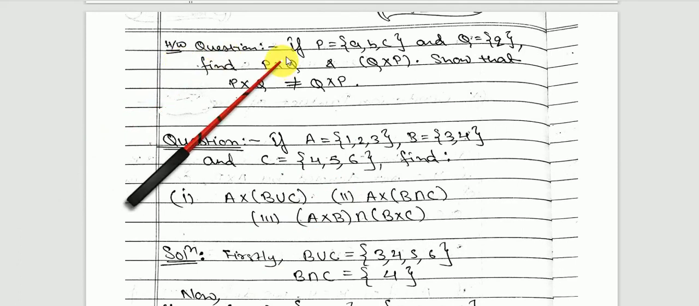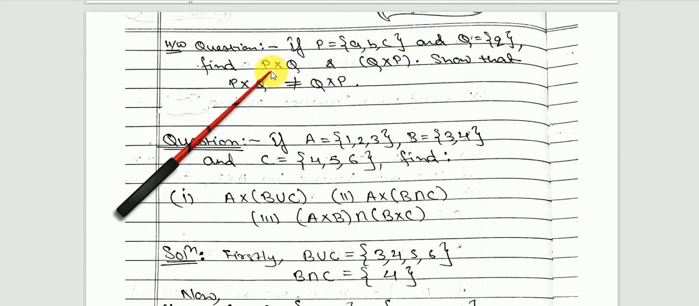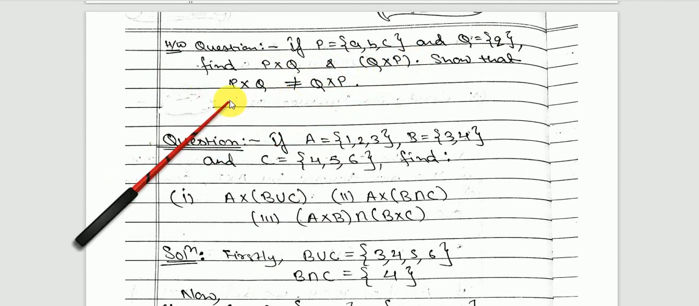Next is homework for you. If set P is this and Q is this, find P cross Q and Q cross P and show that P cross Q is not equal to Q cross P.